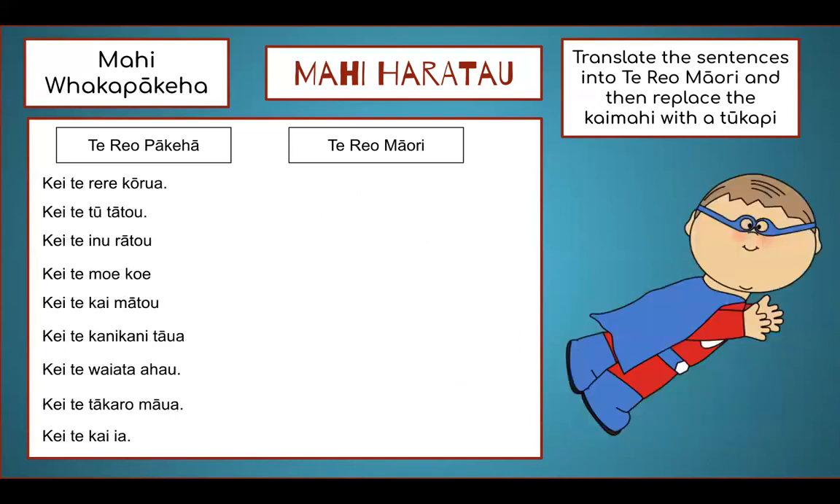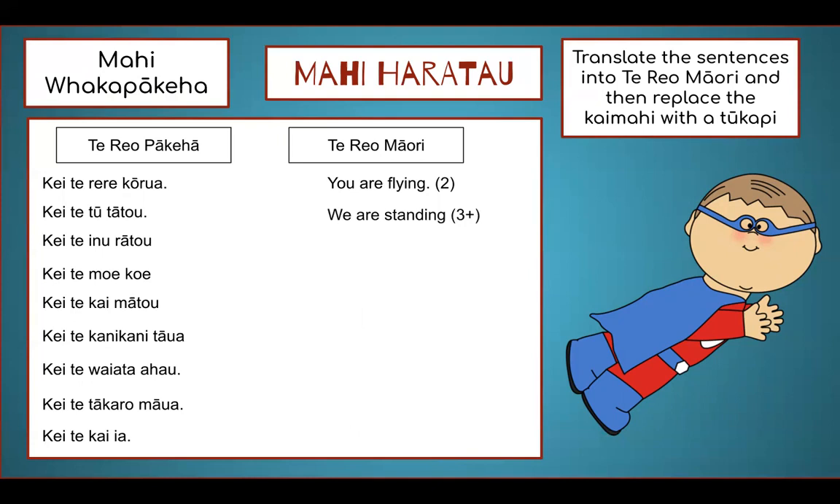Here are some sentences in Te Reo Māori now to translate into English. You'll need to indicate how many people or animals there are in the English sentence. Let's do the first couple together. Kei te rere kōrua. You are flying, 2 people. Kei te tū tātou. We are standing, and there's 3 more.